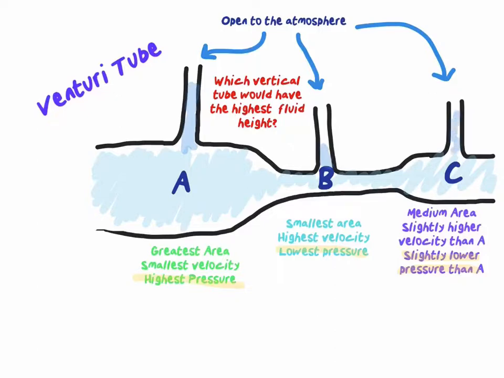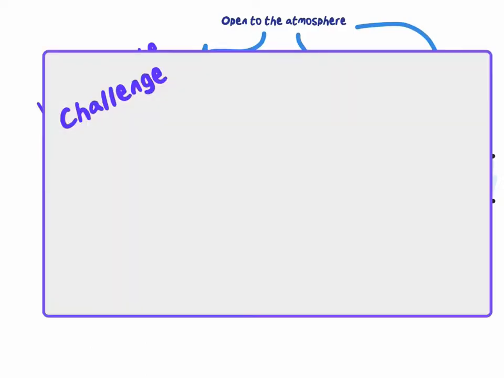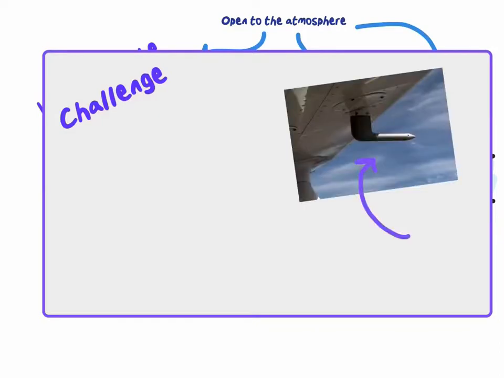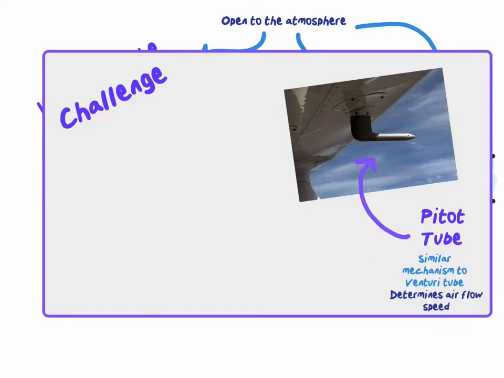Now I'm going to leave you with a challenge, and this one is a little bit more involved than the ones that I usually leave you with, but it's very interesting and very cool. There is a device on most modern aircraft called a pitot tube, spelled P-I-T-O-T. And the pitot tube works in this basic way, like the Venturi tube. It's a crucial instrument on a plane, especially for autopilot, but very specifically it's used to determine the airflow speed around the plane so that the pilots can make good judgments.